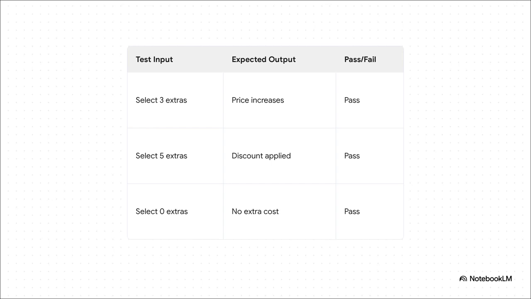But what if the discount code works for 5 extras, but it's totally broken for 6? Or what if there's some redundant, buggy code a user might never even trigger? You're really only seeing the surface. To find those deeper flaws, you've got to look under the hood. And that brings us to my approach, white box testing.